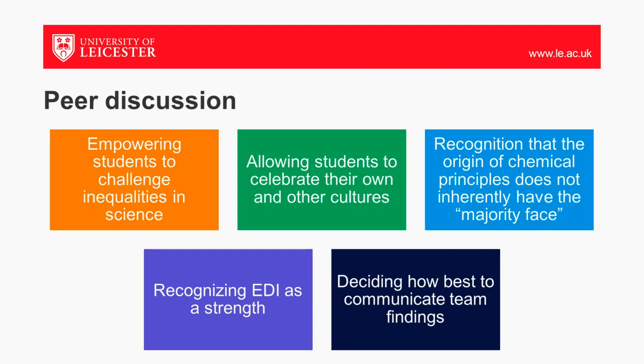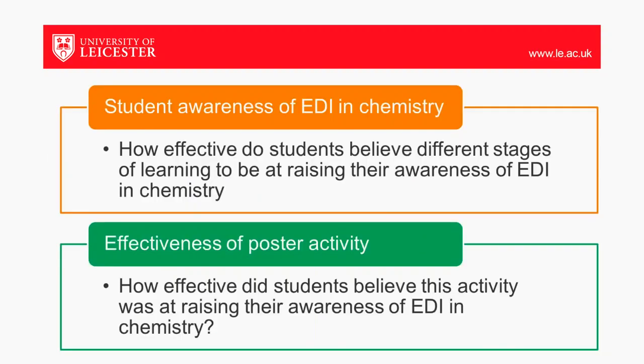We also want students to think about how best to communicate their team findings. So the end product of their discussion about chemical inspirations, how are they going to communicate that to their peers? How are they potentially going to communicate that to the community? While we were doing this, we wanted to evaluate this by asking 2 questions.